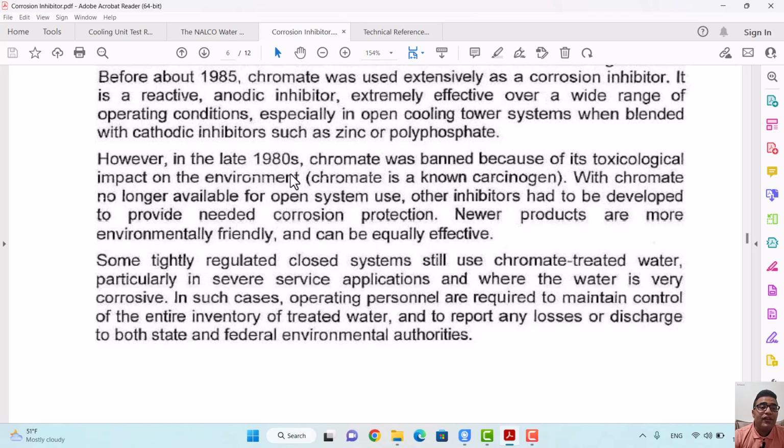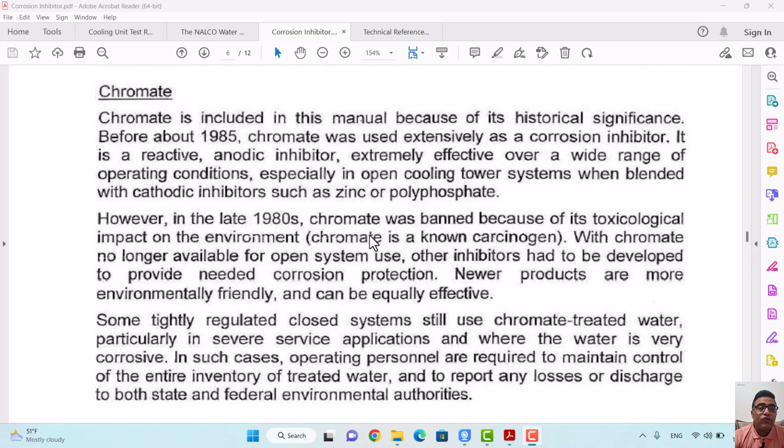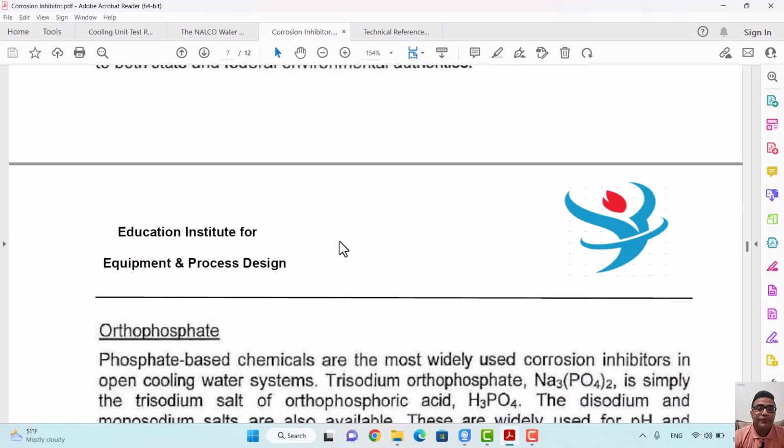However, in the late 80s, chromate was banned because of its toxicological impact on the environment. Chromate is a known carcinogen. With chromate no longer available for open system use, other inhibitors had to be developed to provide needed corrosion protection. Newer products are more environmentally friendly and can be equally effective. So chromate, because of its impacts on the environment and on human health, was banned in the late 80s, and it is no longer produced and no longer used as a corrosion inhibitor in cooling water systems.